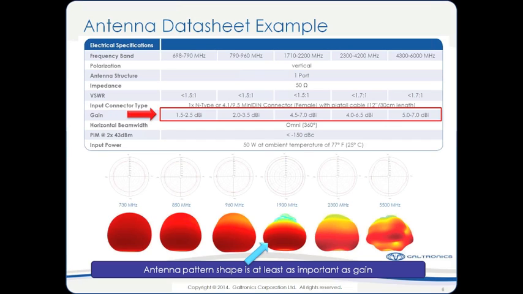And I guess to go along with that, could you explain a little further about how Galtronics antennas take advantage of multipath signals?